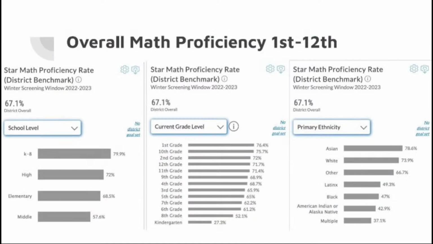So we can also look at the math proficiency, and math is given through 1st through 12th grade. There is currently not a kindergarten math assessment within Star Renaissance. I don't really know why they don't have a kindergarten one yet, but we use what they have, and they have 1st through 12th grade. So you can again see that our overall district was 67.1, and then you can see that breakdown between K-8, high school, elementary, and middle school, the current grade level, and then also when we break it down into some of those student groups.